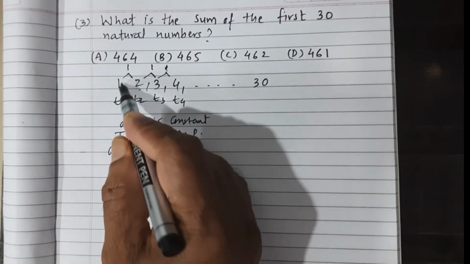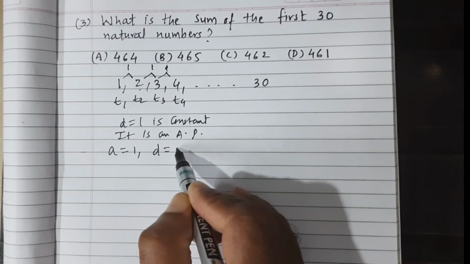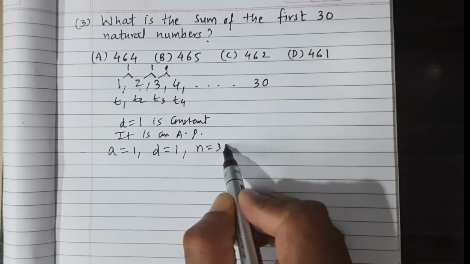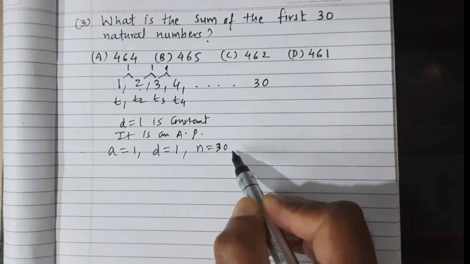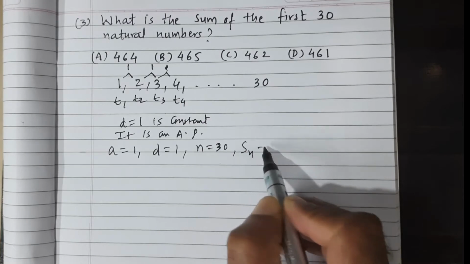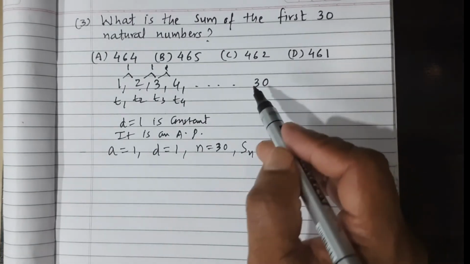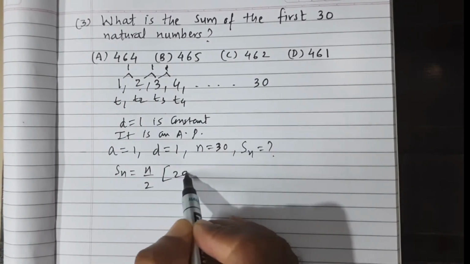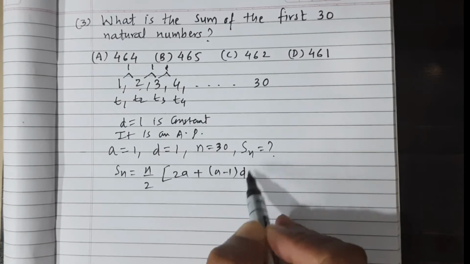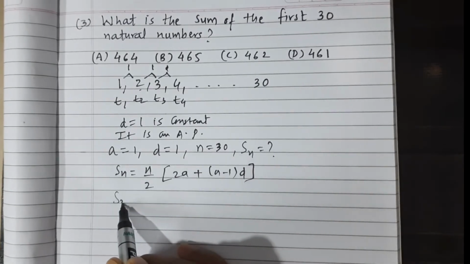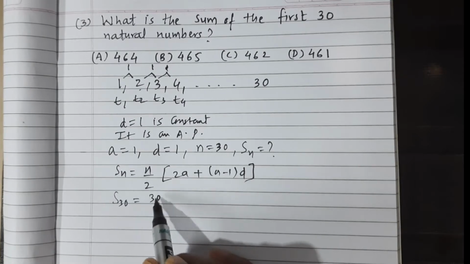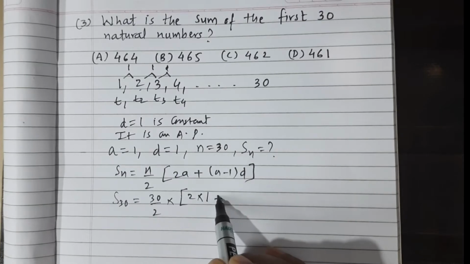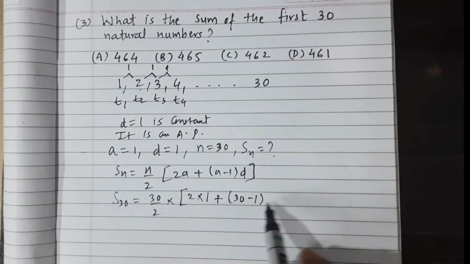So the first term A is 1, D is also 1. Now, there are first 30 natural numbers, so n is equal to 30. We have to find the sum, Sn is equal to question mark. Sn is equal to n upon 2 bracket 2a plus n minus 1 into d. Substitute n is equal to 30. So the sum of 30 terms, 30 upon 2 into 2 into a, which is 1, plus n minus 1, 30 minus 1, into d, which is also 1.